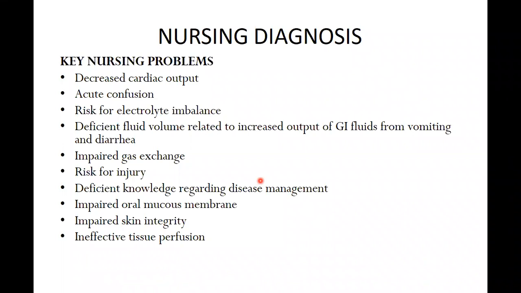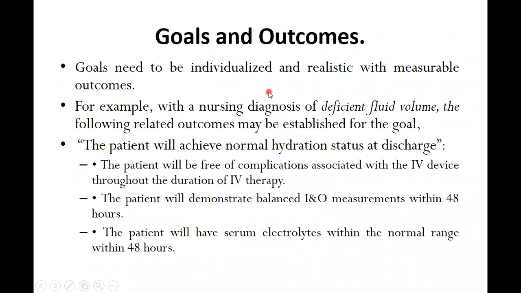What are the nursing diagnoses related to fluid volume? So let's talk about the key nursing problems. There you can come up with nursing problems of decreased cardiac output, acute confusion, risk for electrolyte imbalance, deficient fluid volume related to increased output of GI fluids from vomiting and diarrhea, impaired gaseous exchange, risk for injury, okay, and all these others. These are the problems that might arise. These are nursing problems that might arise due to fluid, electrolyte, or acid-base imbalances.